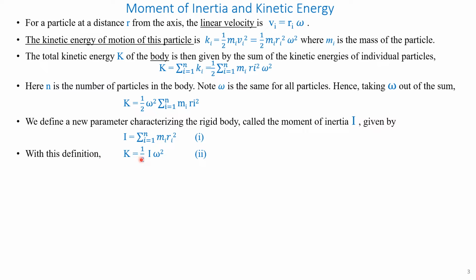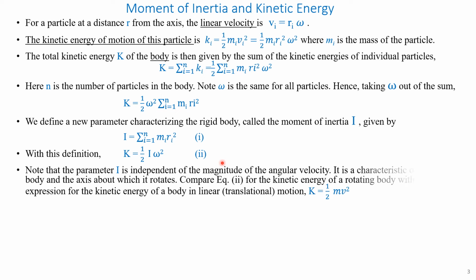We mention K is equal to half of omega square into capital I. Let it be equation 2. Note that the parameter I is independent of the magnitude of the angular velocity. It is the characteristic of the rigid body and the axis about which it rotates.